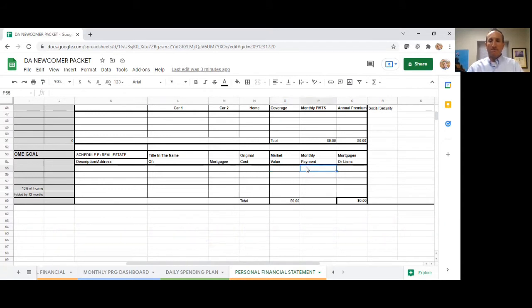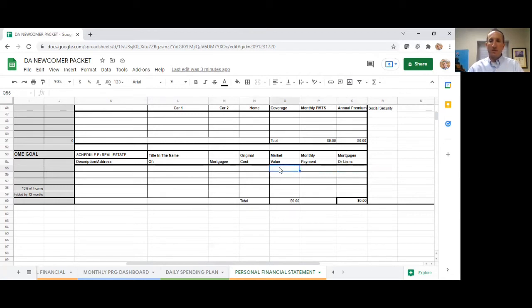Average monthly payment. What is the monthly payment that our house bill is today? Whatever that number is, put it right there. And then what's the total, if you were to pay off the mortgage today, what's the total left on the mortgage? That's the number that goes right here. That's a very important number.